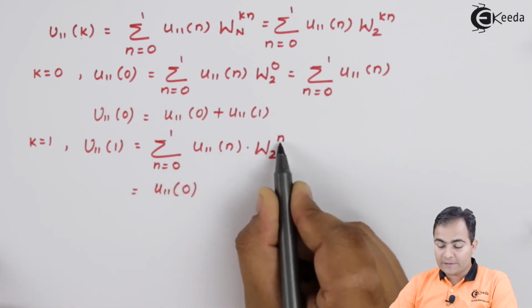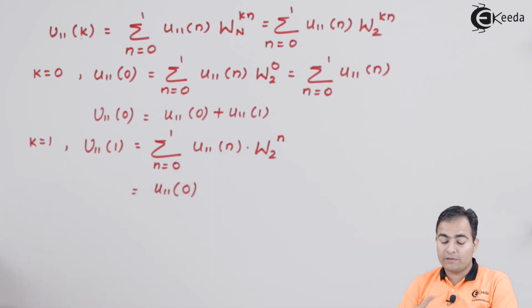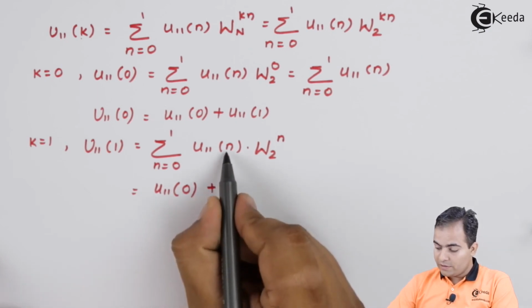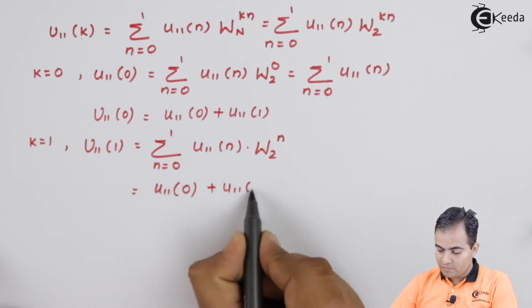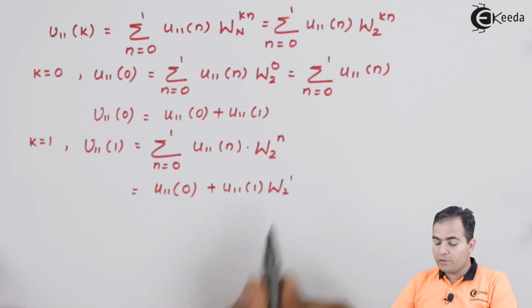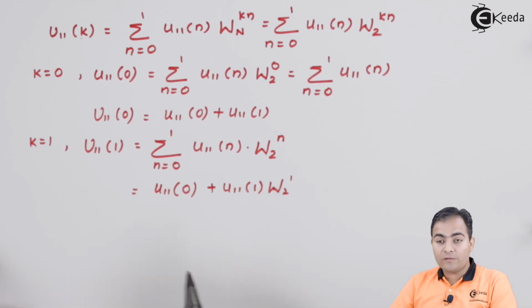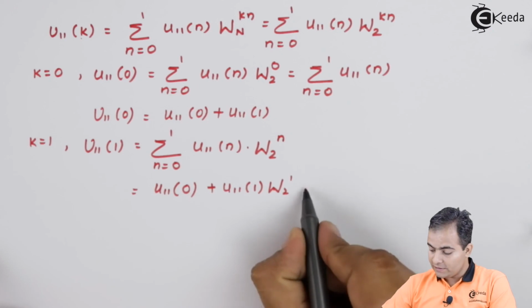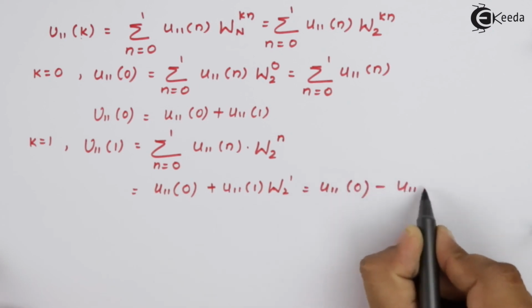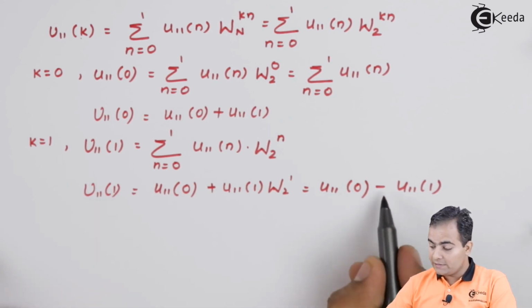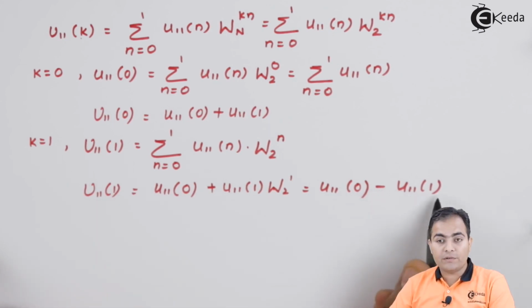Now when n is replaced by 0, omega 2 to the power 0 is 1, so we have only this value. Then next, n is replaced by 1, and we have omega 2 to the power 1. Now omega 2 to the power 1 is always minus 1, which means this sign is changed to a minus sign. So my U11 of 1 is the subtraction between U11 of 0 and U11 of 1.